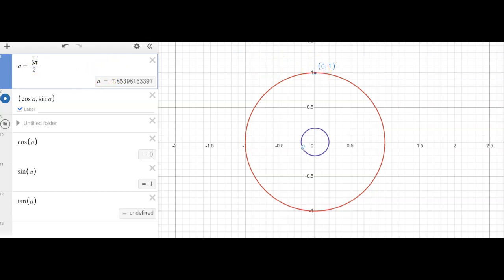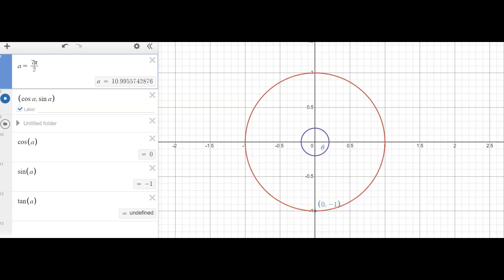And if you notice, at pi/2 we're on the y-axis. At 3pi/2, we're back on the y-axis. At 5pi/2, we're back on the y-axis again. At 7pi/2, the negative y-axis. And those are odd multiples of pi/2. Those are the places where cosine would be 0. The x-coordinate is 0. Those are the odd multiples of pi/2.